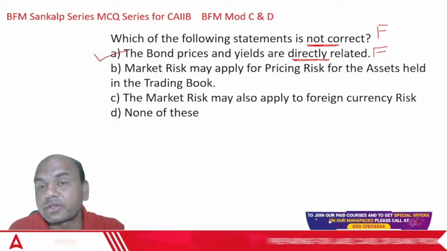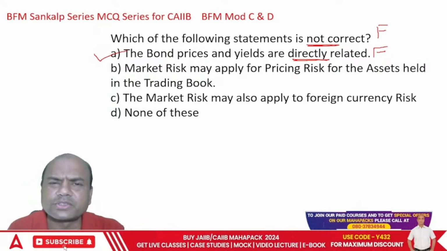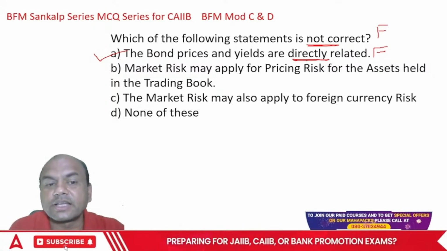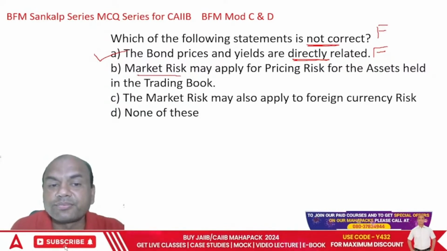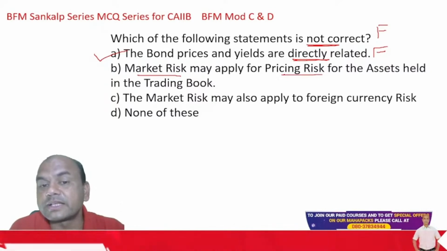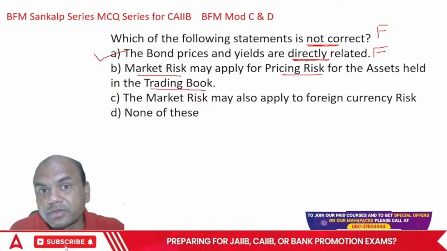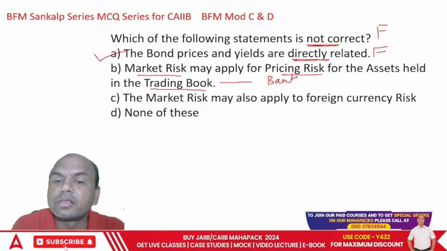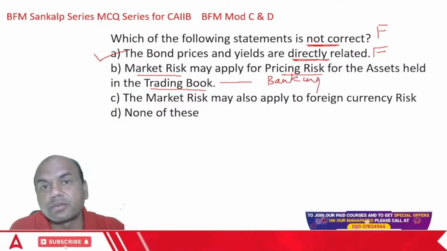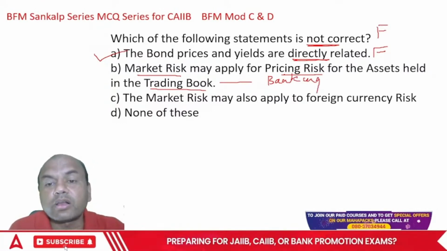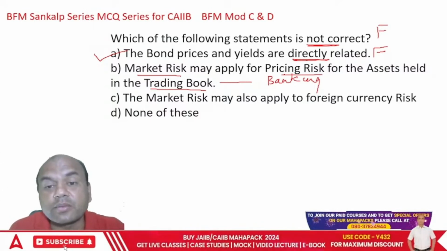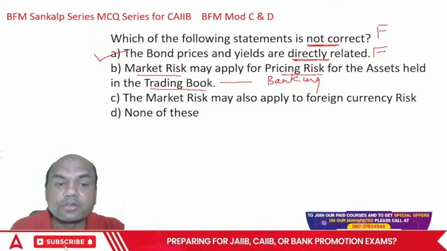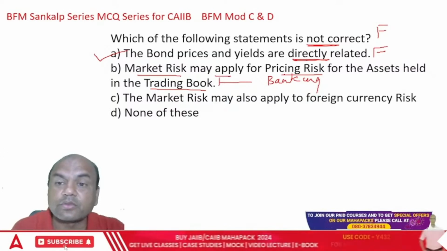But let's see the other one, because now we are in the study session. In the exam, don't waste your time. Immediately move on. Market risk may apply for pricing risk for the assets held in the trading book. That is true. There are two books in banking. Always remember, trading and the second book is the banking book. Here the bonds are held up to maturity. This is for statutory purposes, CRR, SLR, and the trading book is for proprietary, meaning buying and selling, earning profit. So that is true, and that's why this is not the answer. We want a false one.